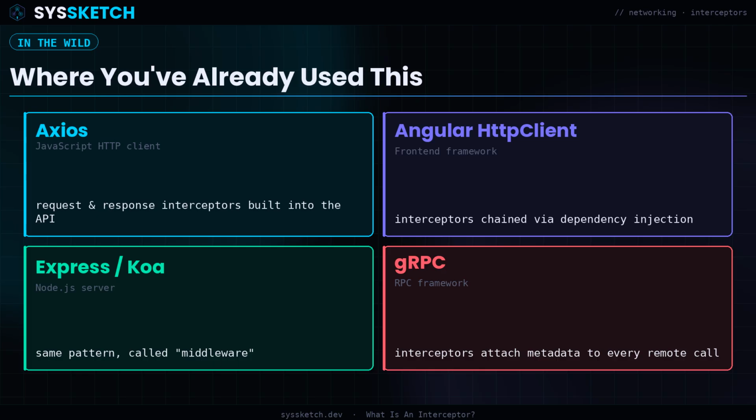Different frameworks, different names, middleware, interceptors, filters, but the underlying idea is identical. A function guaranteed to run on every request or response, registered once, invisible to the code that triggers it. Once you recognize the pattern, you start seeing it in almost every networked system you touch.